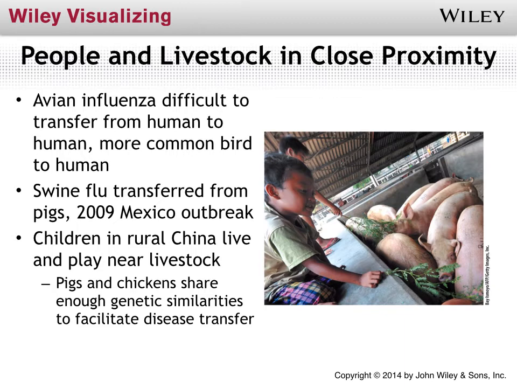People who live and work very close to livestock can be more susceptible to some of these problems that we've already talked about, like avian flu. Once it gets to humans, it can be spread rapidly, but it's less likely, or it's harder for it to spread. But once it does, then again, it can be a problem. Same with swine flu. Children, especially in places like rural China, that actually play with livestock, sort of as pets, pigs and chickens, are similar enough genetically that these types of diseases can be transferred among them and then, again, to the children.